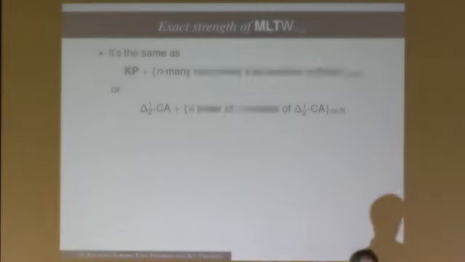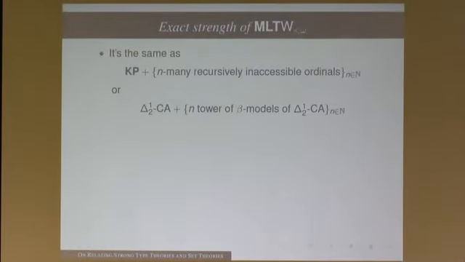So the exact bound for the full Martin-Löf type theory with all the universes and all the W types can be expressed as follows. One way is saying this is of the same strength as Kripke-Platek plus n many recursively inaccessible ordinals. Or another way is by saying this is some base theory plus there's an n-tower of beta models of delta 1-2 comprehension, where n varies over the naturals. So that's the strength of the full theory.